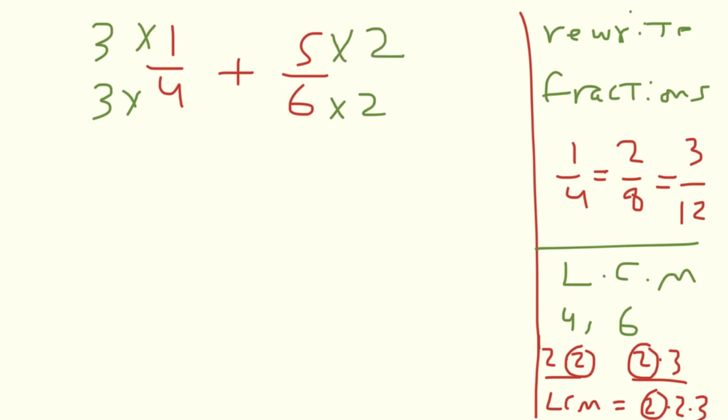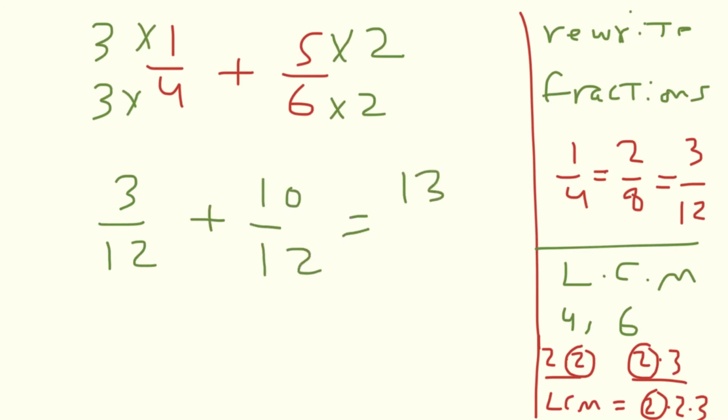Clear the idea? Clear how I get the least common multiple and use it to add the fractions? Now the numbers become 3 over 12 plus 10 over 12, which is equal to 13 over 12. I only add the numerators. 3 plus 10 is equal to 13. But the 12 is common, so it remains the same. That's how we add fractions.